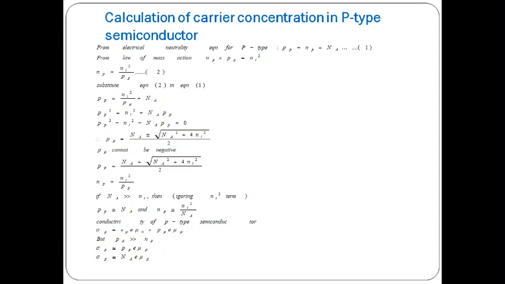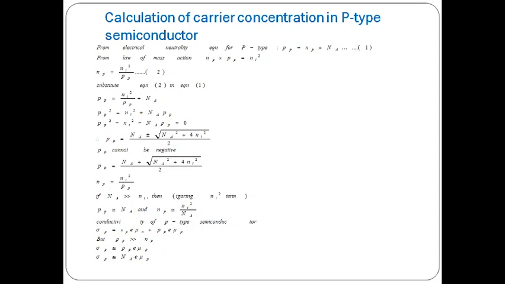Np is the concentration of electrons in the p-type material. e is the charge of the electron. Mu n is the mobility of the electron. Pp is the concentration of holes. e is the charge of the electron. Mu p is the mobility of the hole.